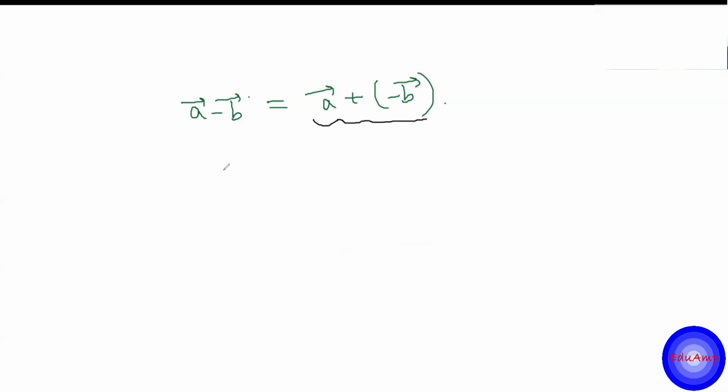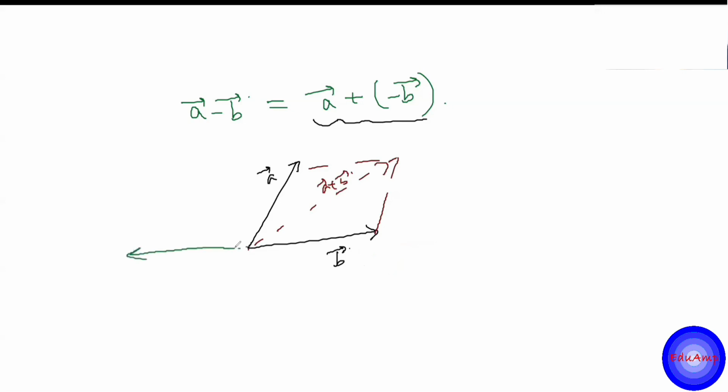So let's say this is A vector and this is B vector. We know that we can use the parallelogram law and the formula to find the resultant, that this is A plus B. Fine. What is A minus B? Simply first make the minus B vector. So this is minus B vector in the opposite direction. You have to sum these two now.